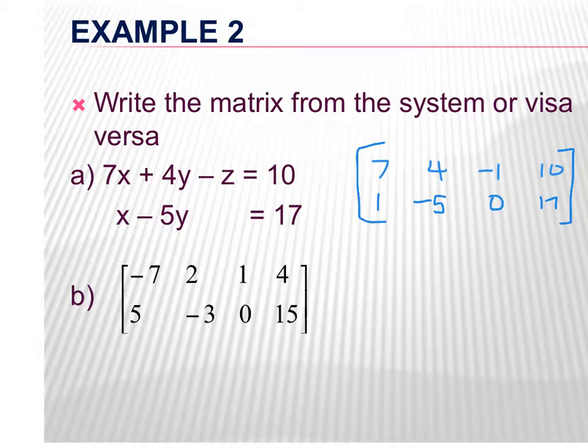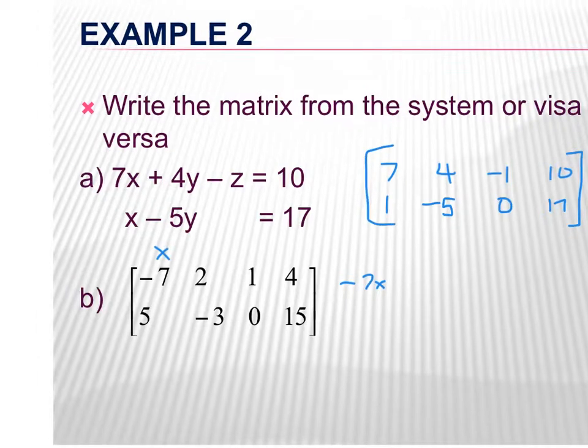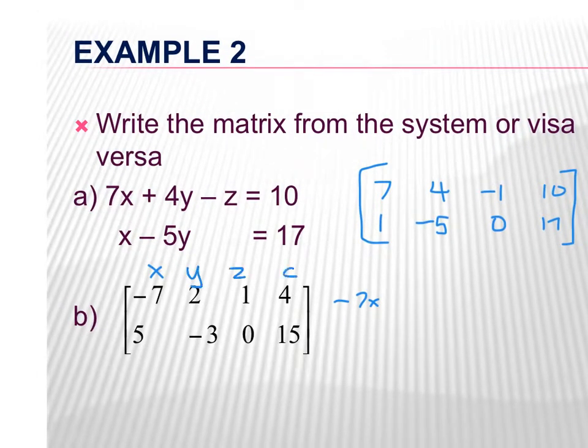But vice versa, if I take B and I write the system from it, I don't have to include a 0Z. So this is -7x. This is my x's, my y's, my z's, and my constants. So -7x plus 2y plus z equals 4. 5x minus 3y. There is no z. I don't have to include it. Equals 15.